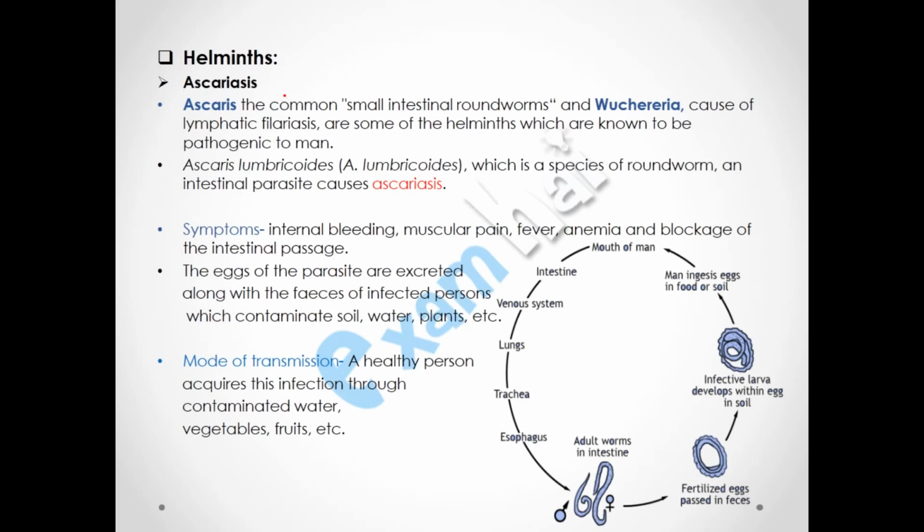Okay, now we will discuss helminths, and in helminths we will discuss Ascariasis. Ascariasis is a very common disease, and it is caused by small intestine roundworms. So these are worms which cause disease, and the name of this worm is Ascaris lumbricoides. This is a species of roundworm.